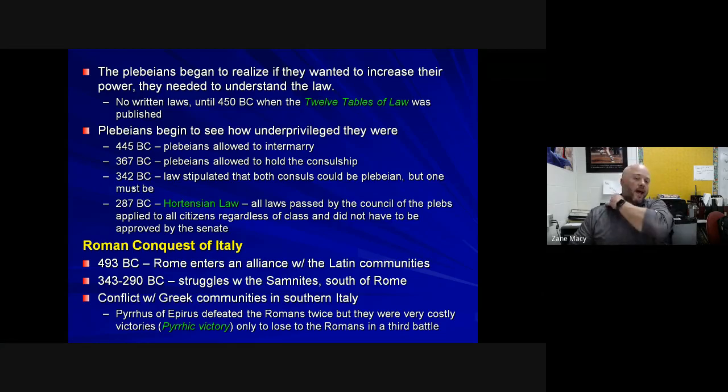Up until 287 BC, when I said that the plebeian assembly, the Council of the Plebs, didn't have a lot of authority, that's because they were a popular assembly, but until Hortensian Law was passed, plebeian legislation only applied to plebeians. Plebeian legislation did not apply to any member of the patrician class.